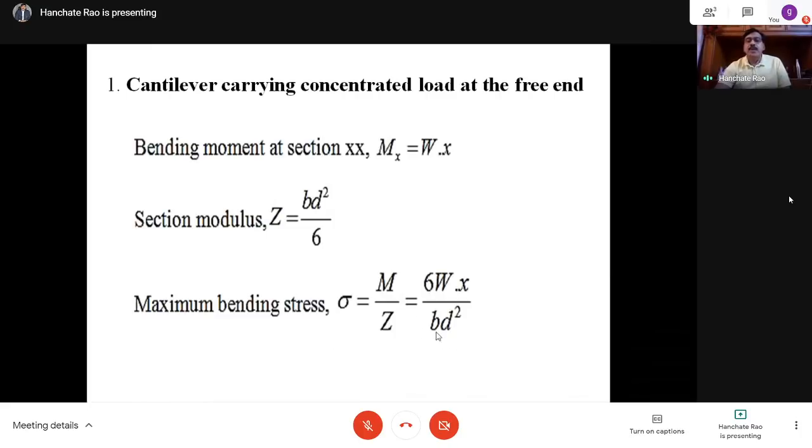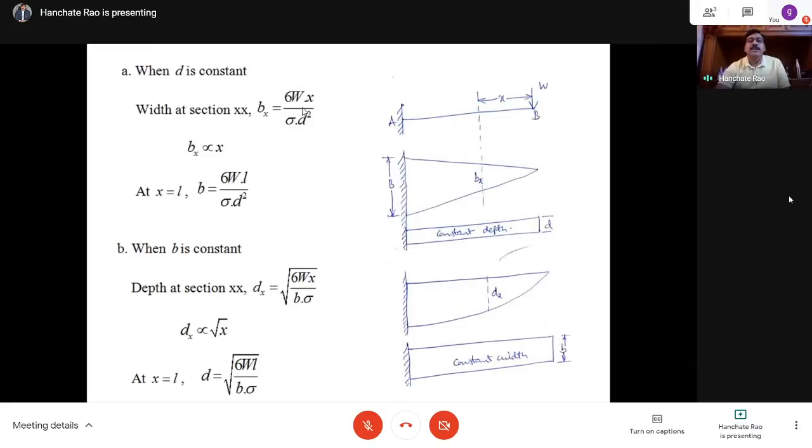So from this, what is B? B is equal to 6Wx by sigma d square. That is the equation for Bx. Bx is the breadth at any section x, at a distance of x from B at the free end. So Bx is equal to 6Wx by sigma d square. Accordingly, Bx is proportional to x.